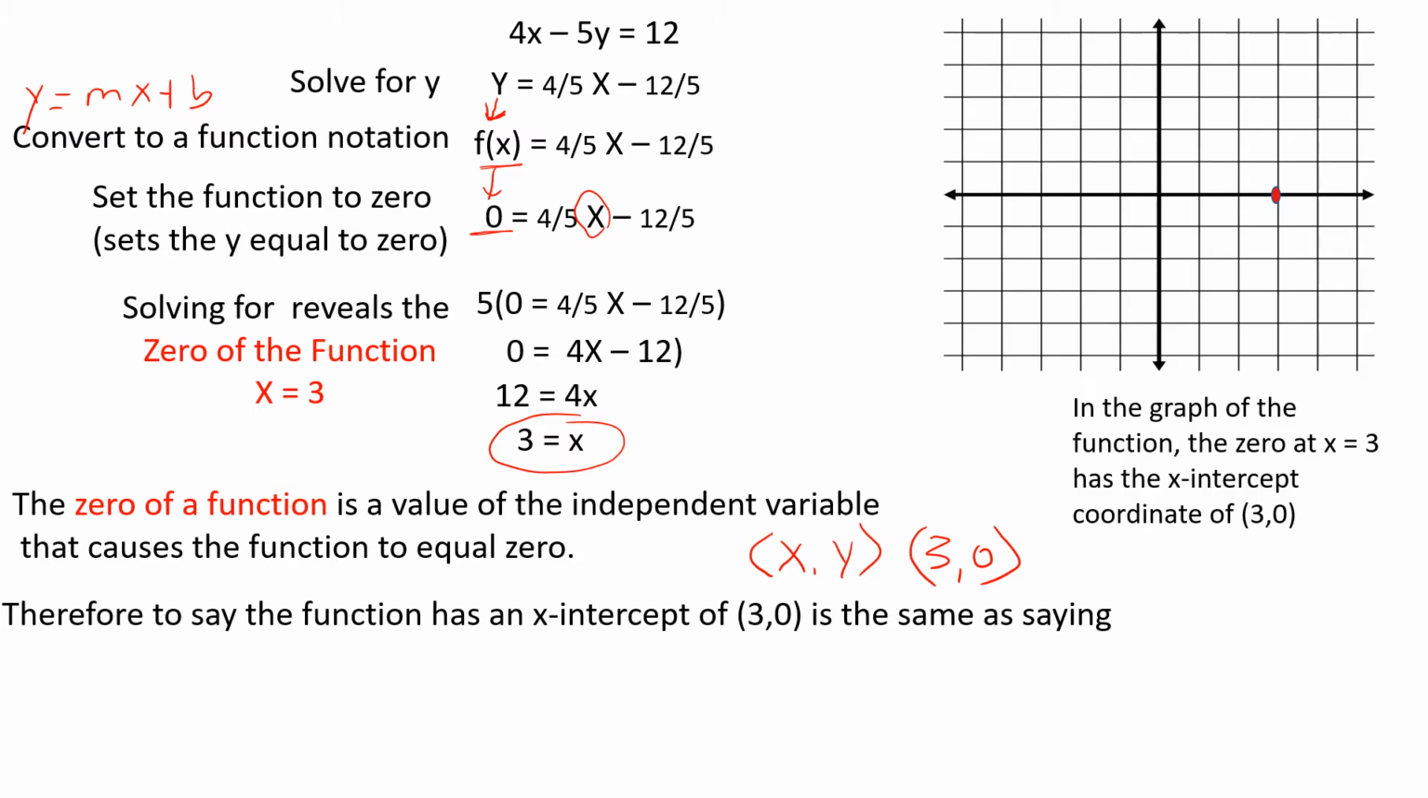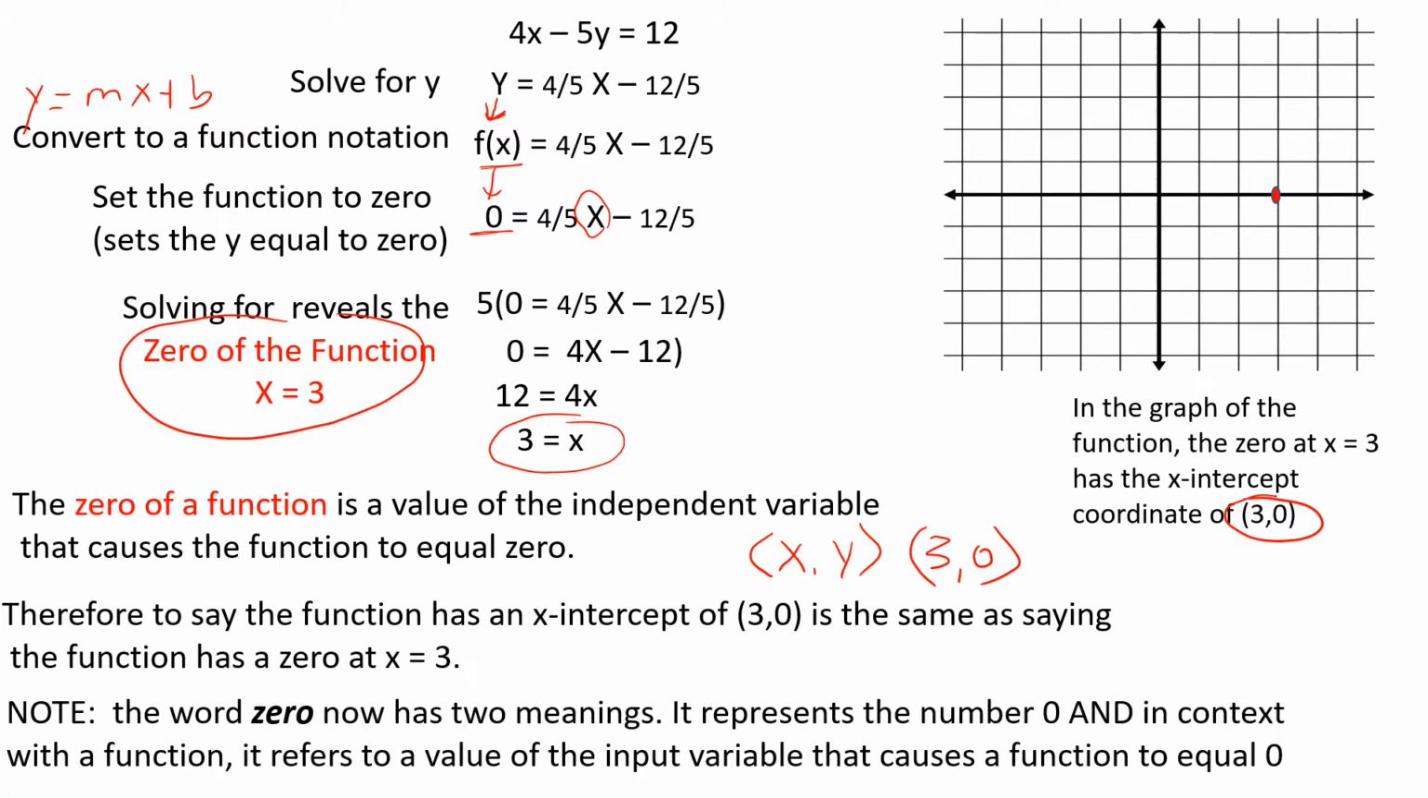In the graph of the function, the zero at x equals 3 has an x-intercept coordinate of (3, 0). So if you find the zero of a function and you find out that it's 3, then you're going to graph (3, 0) on your graph. That's where the zero of the function is. Now note the word zero now has two meanings. It represents the number 0, and in context with a function, it refers to the value of the input variable that causes the function to be 0.